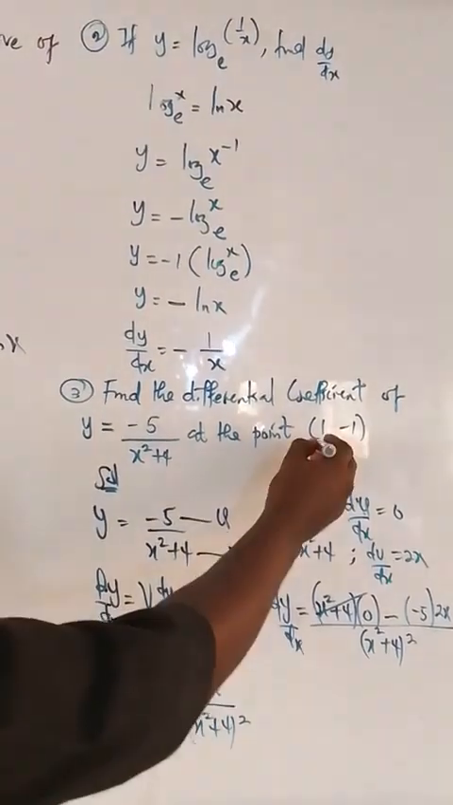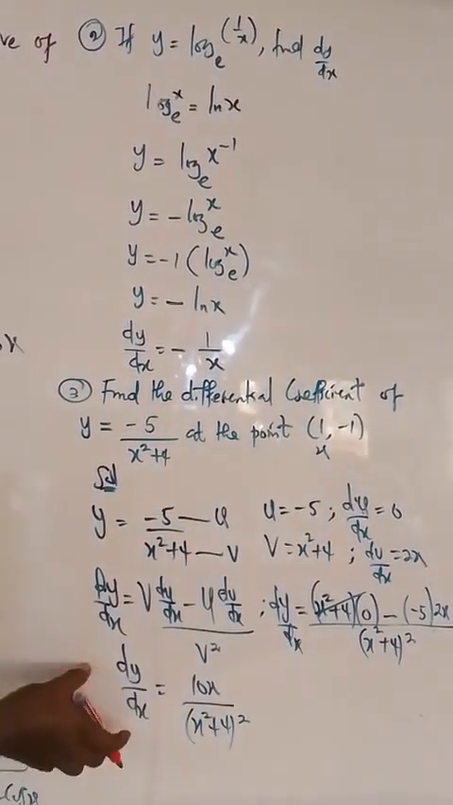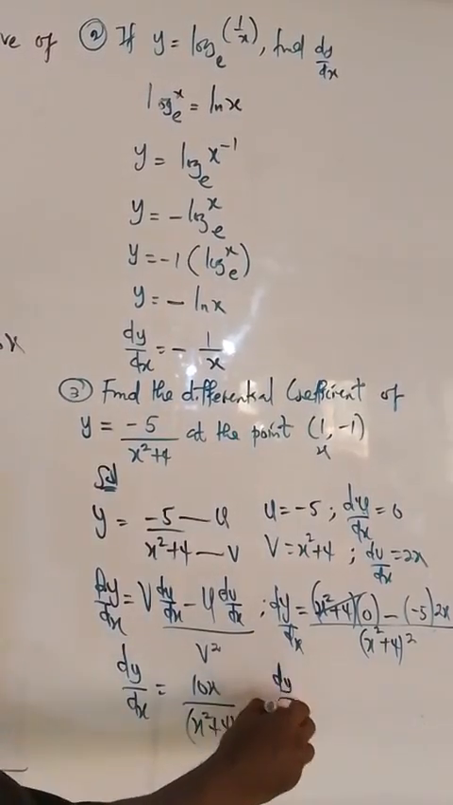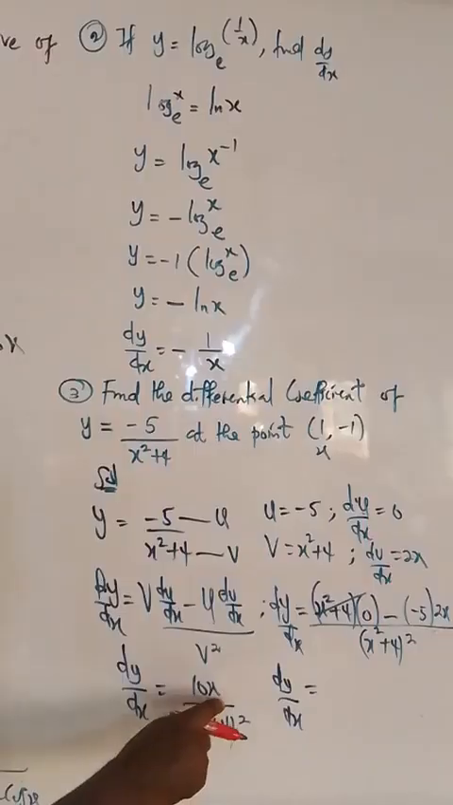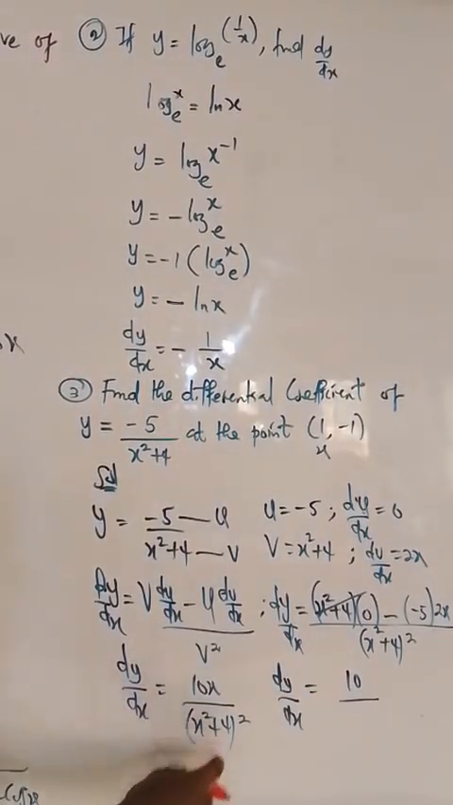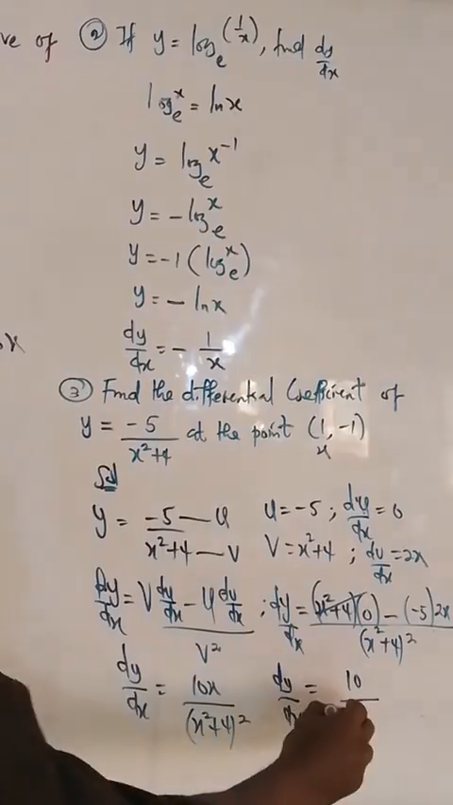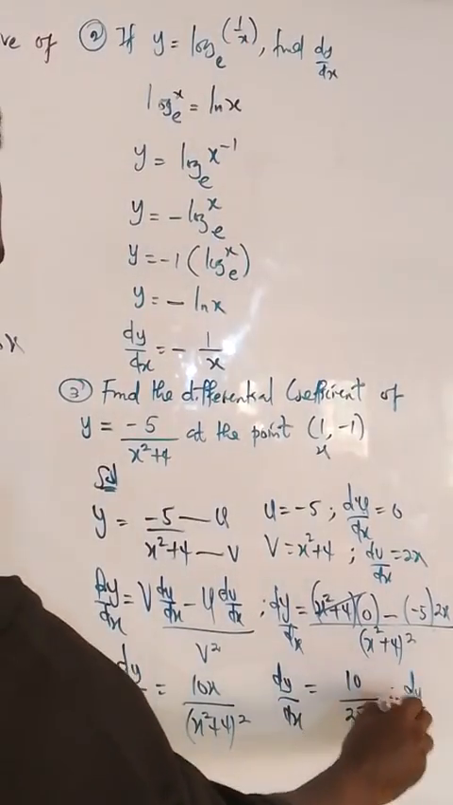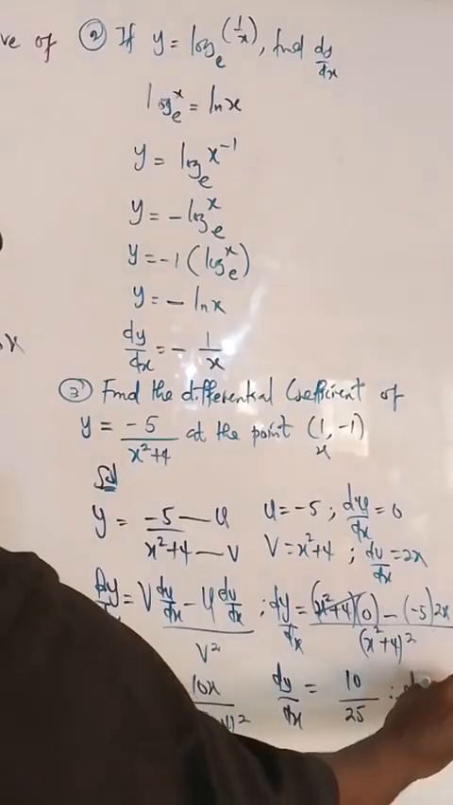So at point x equals 1, what will be the gradient? From here it means dy/dx equals 2. When we put 1 here, 10 times 1 is 10. 1 squared plus 4 is 5. 5 squared is 25. So in decimal or in fraction, that is 2 over 5.